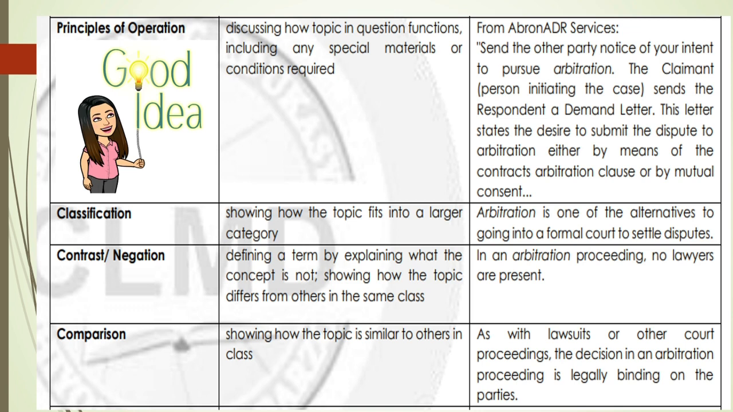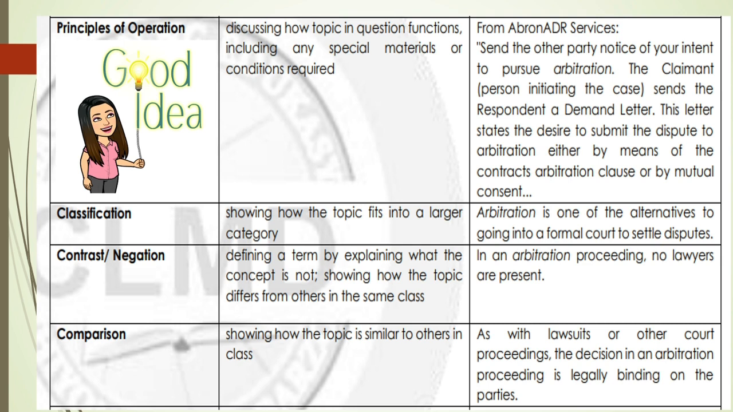We can use this by showing how the topic fits into a larger category. For example, arbitration is one of the alternatives to going into a formal court to settle disputes. Then we have contrast or negation.